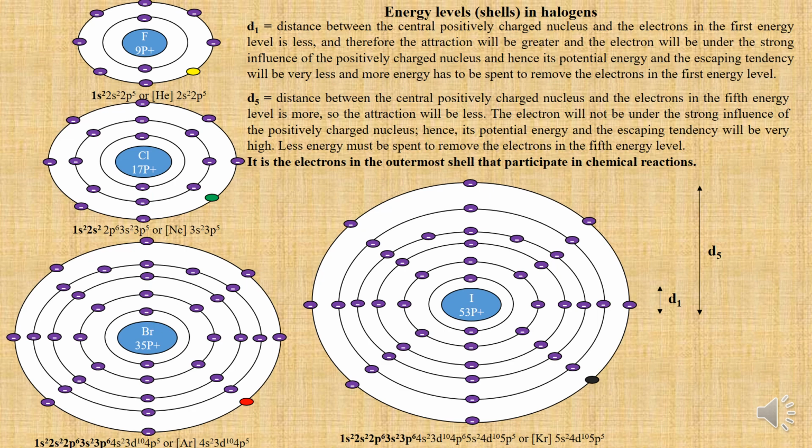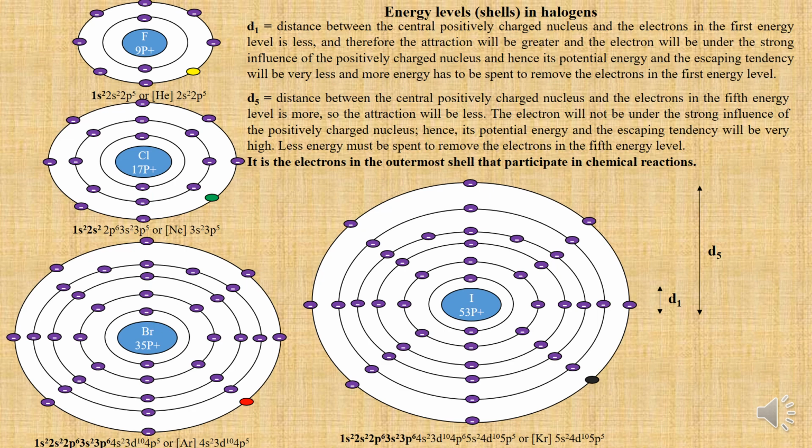Now the electrons present in the fifth energy level are far away from the nucleus. So the attraction will be less. The electron will not be under the strong influence of the positively charged nucleus. Hence its potential energy and escaping tendency will be very high. Less energy has to be spent to remove the electrons in the fifth energy level.